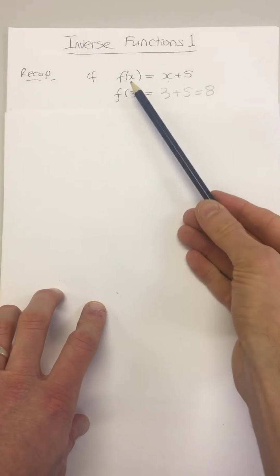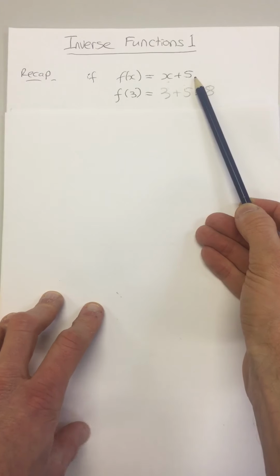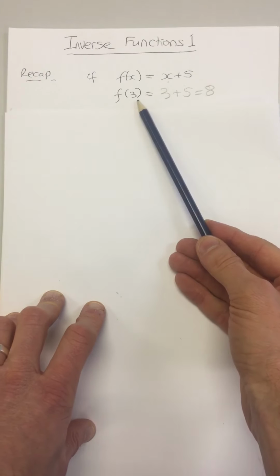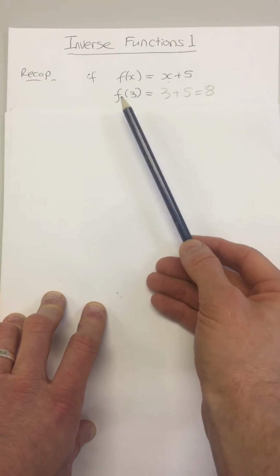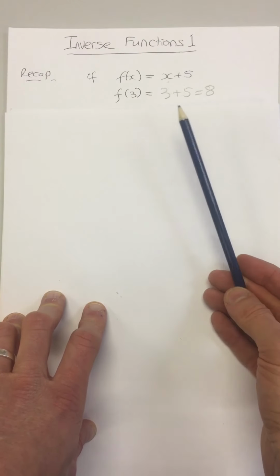In the last topic, we saw how if we have a function f of x is equal to x plus 5, then I can substitute numbers into that function. So in this case, f of 3 is equal to 3 plus 5 is equal to 8. So when I substitute 3 into my function, I get 8 out.